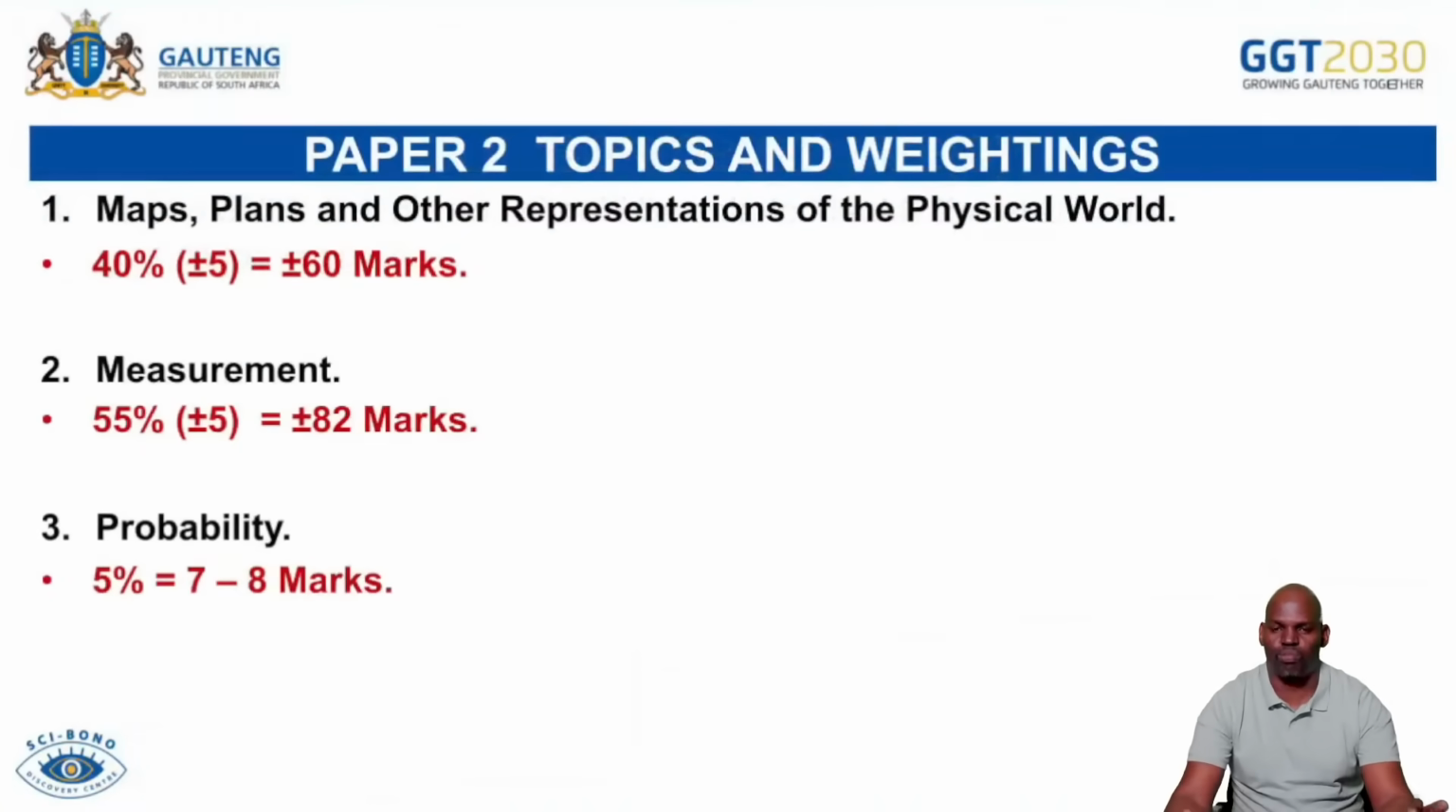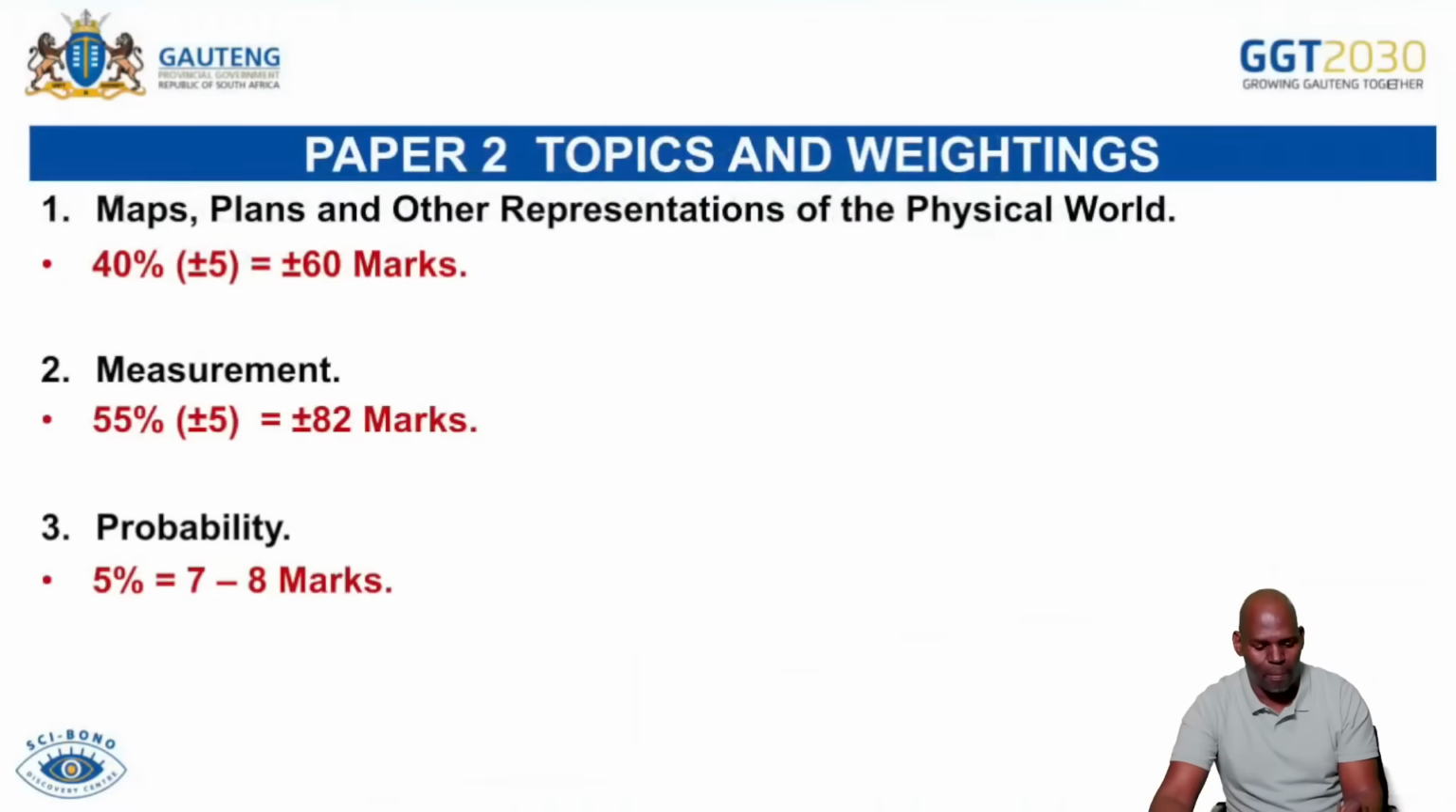Now, with regard to paper 2, you must expect the following topics. Of course, maps, plans, and other representation of physical world. That will count about 40%. It might be 35% or 45%. And then in terms of marks, it's going to be about 60 marks.